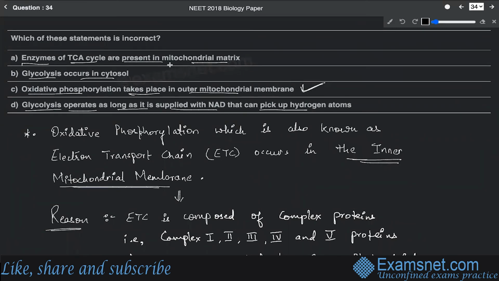Because enzymes of TCA cycle are present in the mitochondrial matrix. So this is a true statement, a correct statement. Then glycolysis occurs in cytosol. This is also correct. Whether it's a prokaryotic cell or a eukaryotic cell, glycolysis occurs in the cytoplasm. And glycolysis operates as long as it is supplied with NAD that can pick up hydrogen atoms. Again, this is also considered to be correct because it requires an energy source and that is available in the form of NAD and ATP. All right. So that's why the incorrect statement is option C.